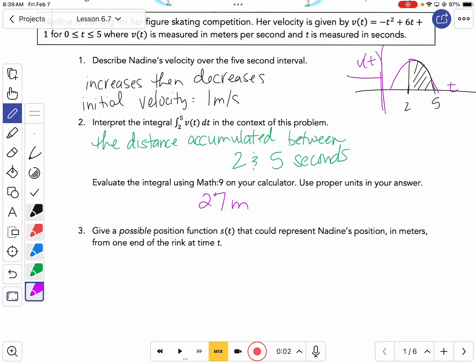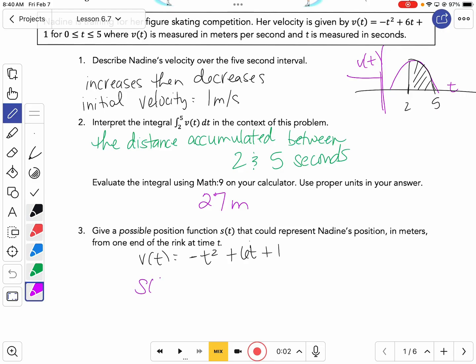So now I like number 3 because it says give a possible function for position, in meters, from one end of the rink to the other. Basically, we want to go backwards. V of t is the derivative of position, so we need to go backwards. So let me write v of t down, and then we'll just talk through it. Negative t squared plus 6t plus 1.